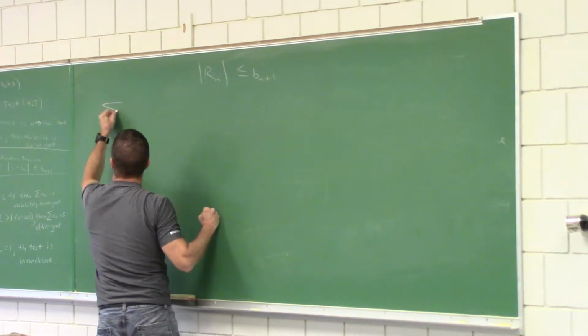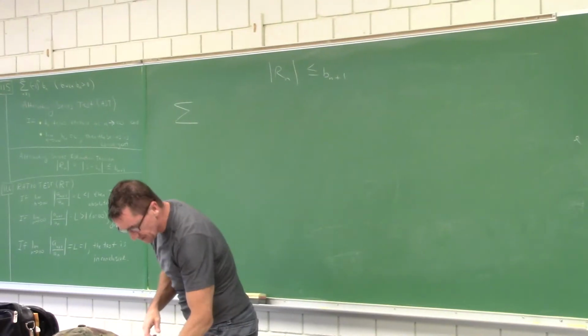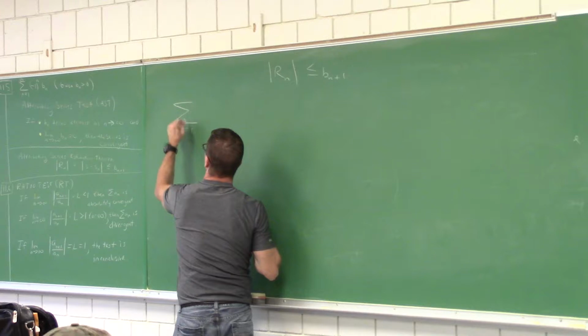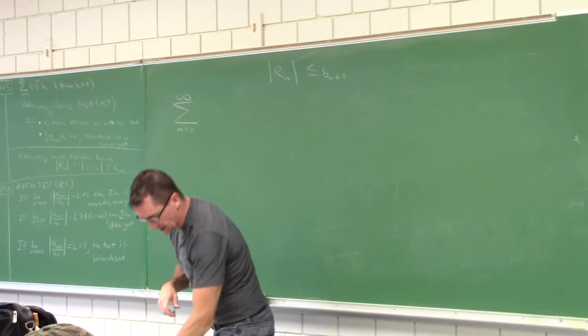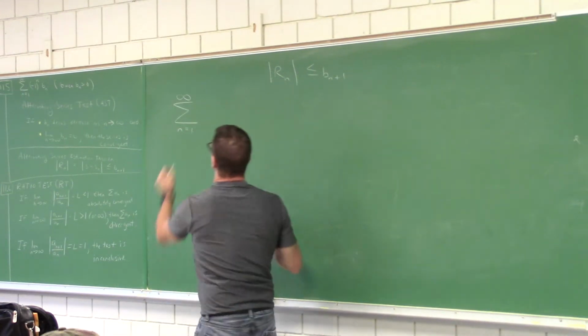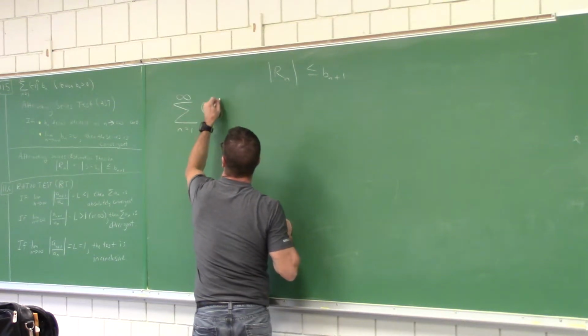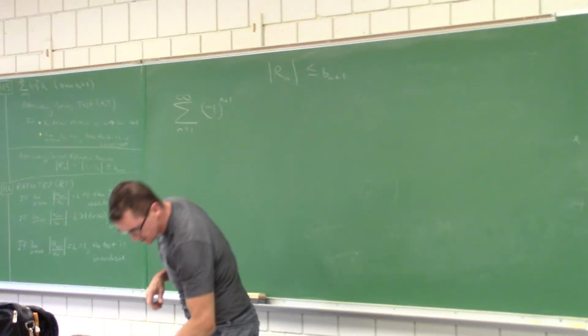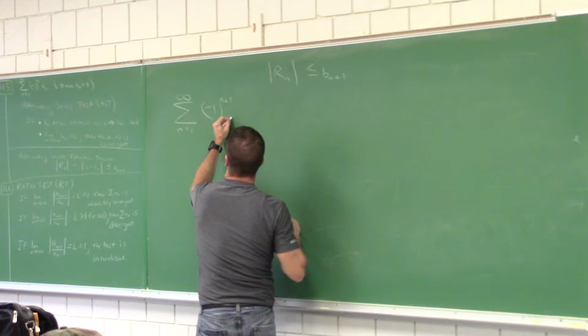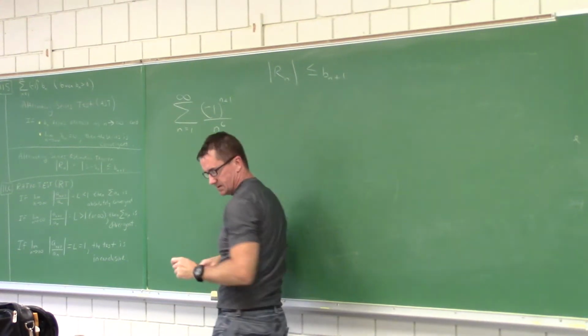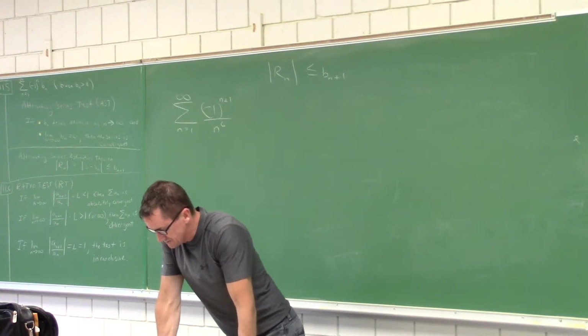Got this series. N equals 1, we'll do a couple of these, n equals 1 to infinity of negative 1 to the n plus 1, all over n to the 6th. All right, and they ask this question.